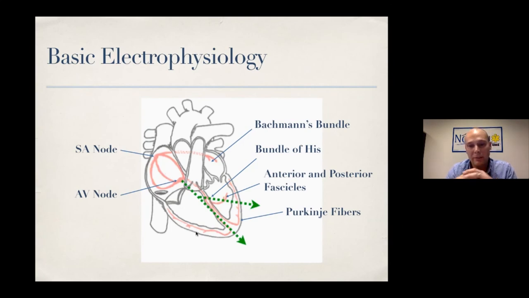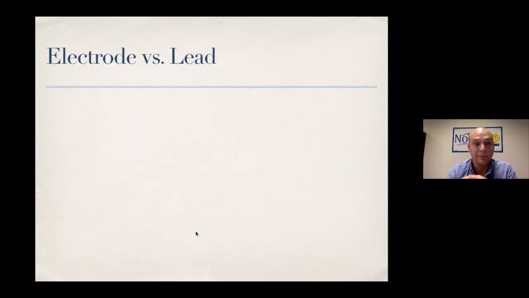Each one of these things, with the exception of the Bachmann's branch and the fascicles, has a different heart rate that it would be set at. So basically, it's all fail-safe. The SA node is typically 60 to 100, and if that fails, the AV node is 40 to 60. And then as you go down, the rate will get slower and slower.